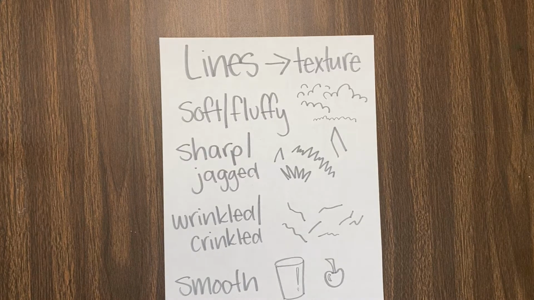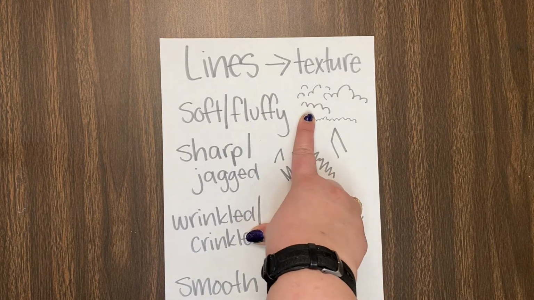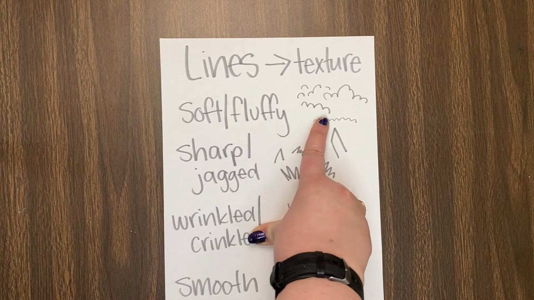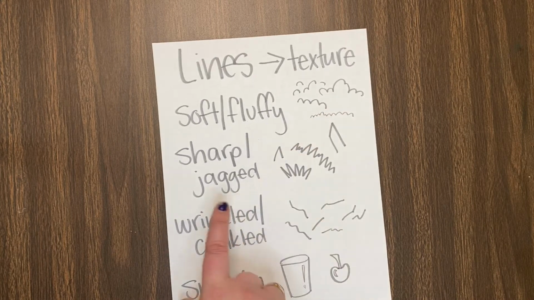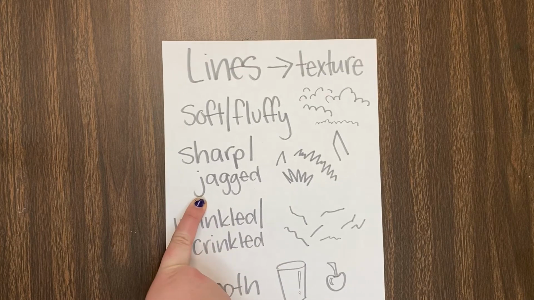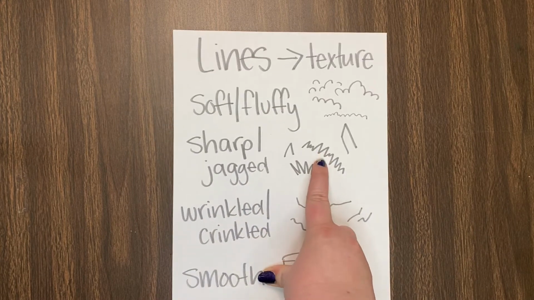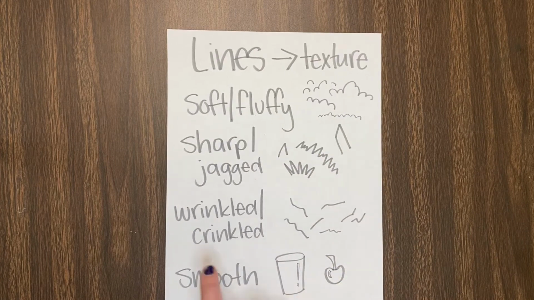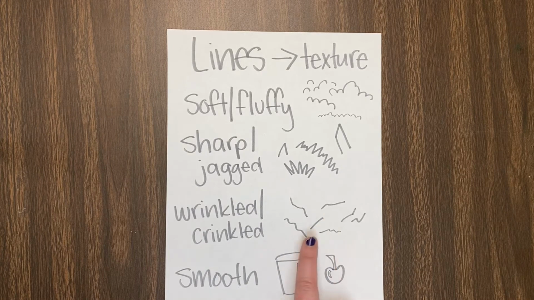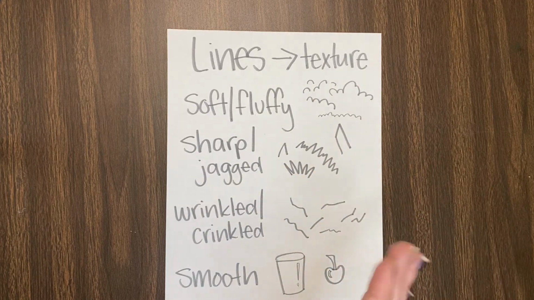If we want something to be soft and fluffy, like our yarn, we can use scalloped lines to make it look like there's lots of little bumps. If we want something to look sharp or jagged, we can use lots of pointy lines like upside down V's and jagged lines. If we want something to look wrinkled or crinkled like our chip bag, we can use all of these random straight lines or bumpy lines to make it look like there's crinkles in the material.